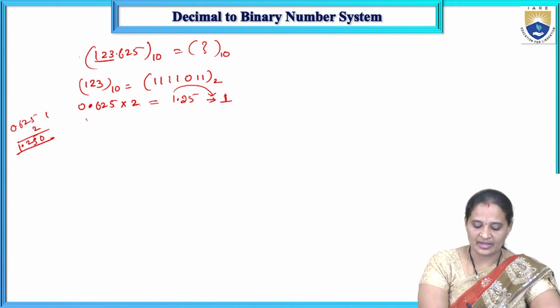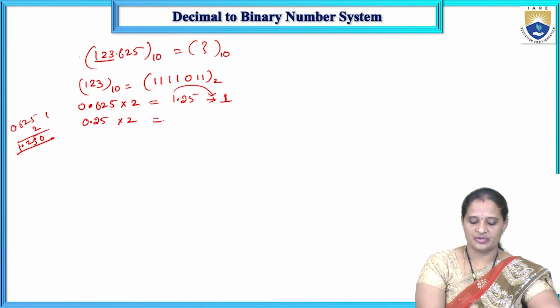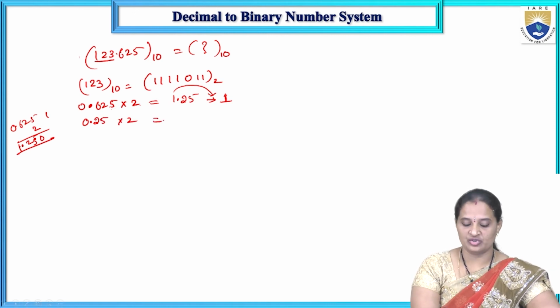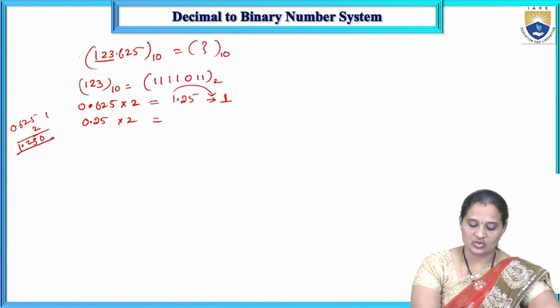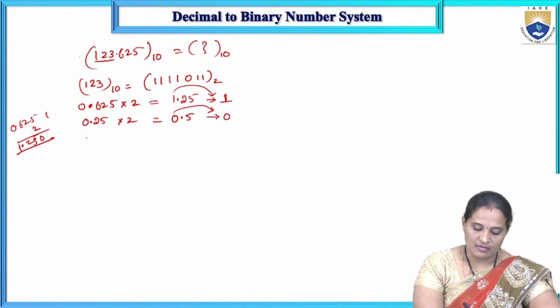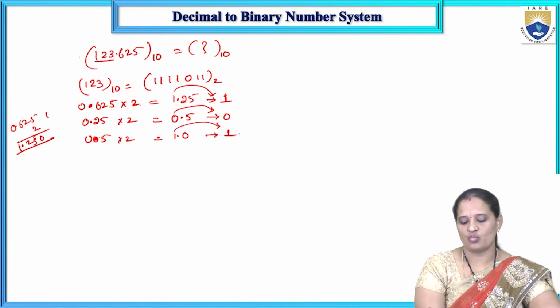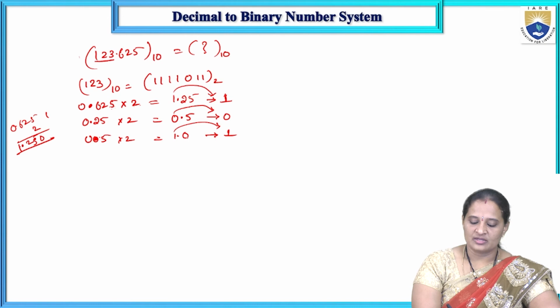And now the remaining number, you have to take 0.25 into 2. 0.25 should be again multiplied by 2. So now 0.25 into 2 is 0.5. So what is the integer part of this one? 0. Now what is the remaining number? 0.5 into 2, which is 1.0. Now 1 is taken out. And here 0 into 2 is 0, so again you will get the same thing.